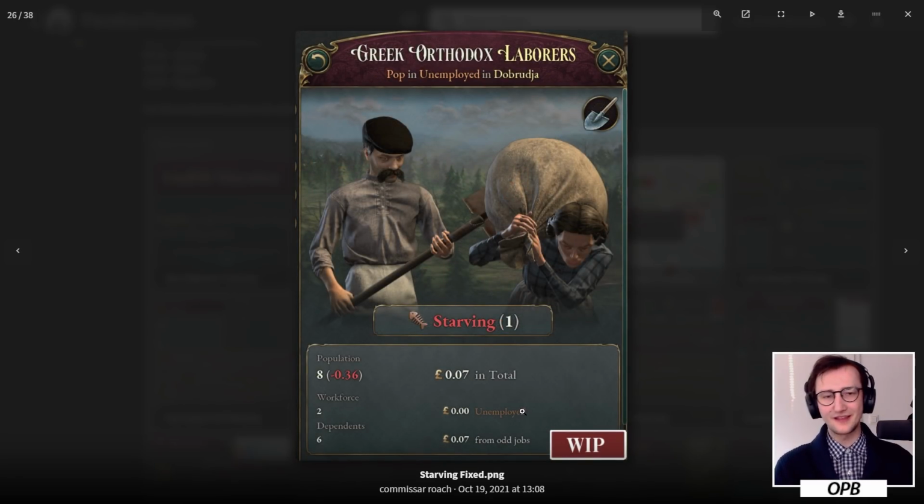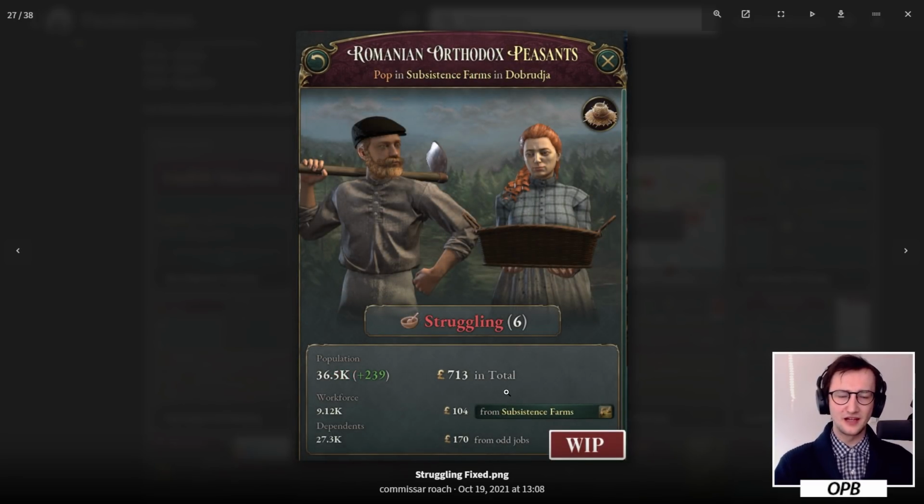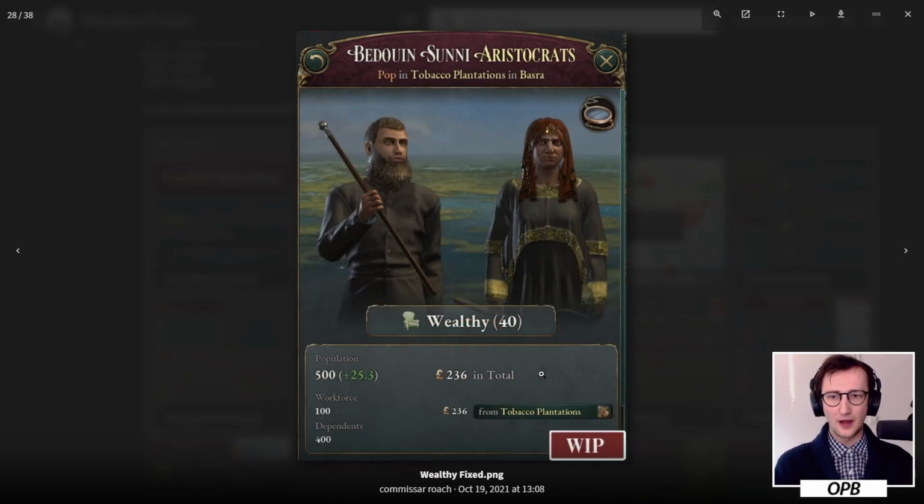Obviously, they're unemployed here. That's why the Greeks are having such a tough time. Whereas, on the other hand, the Romanian Orthodox peasants are having a pretty okay time. They're still struggling, but it's a good struggling on a subsistence farm. Right here, Bedouin Sunni aristocrats, they're doing very well. Very rich. He got a nice staff. He's an aristocrat, of course. He says, hey, I do things.